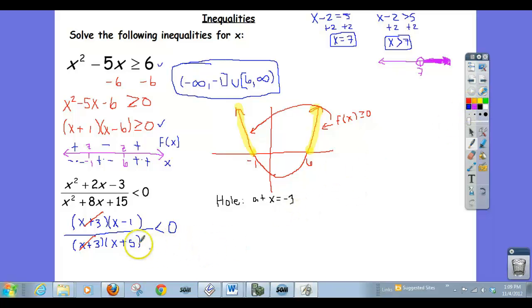And what do I have left? So I'm going to copy down the final version of this inequality. What's left is x minus 1 divided by x plus 5 is less than 0. And now look at what we have left. We've got a rational expression, and the 0 of the denominator is -5. That means I have a vertical asymptote. And I have a 0 at 1. And all these things I'm going to put on my number line.